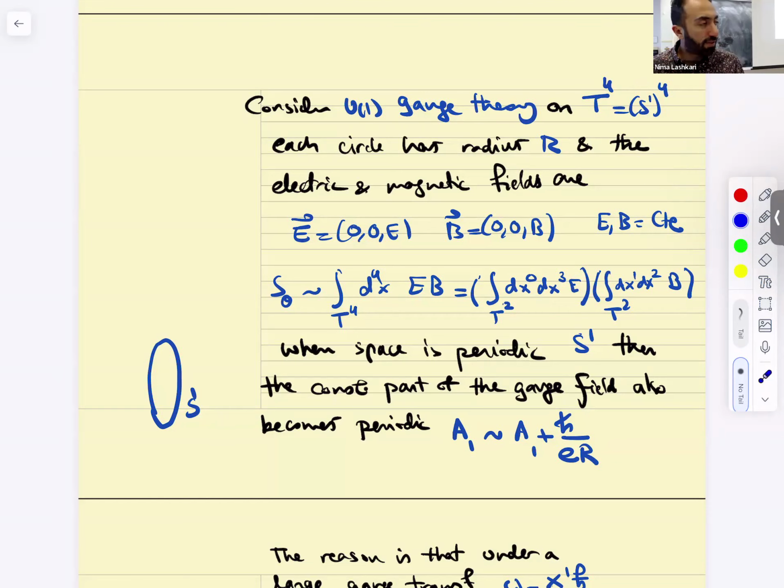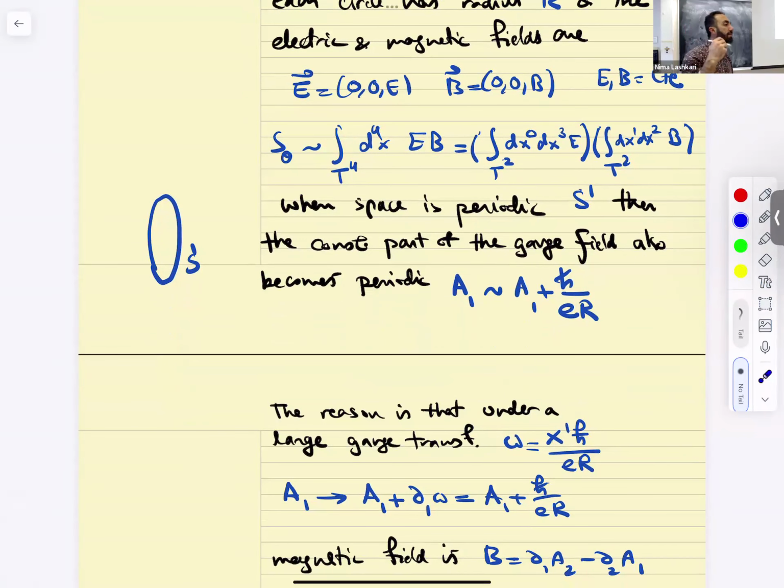Consider U(1) gauge theory on T^4. This is a 4-dimensional torus. We're going to put a constant electric and magnetic field in the z direction, and I'm going to separate the time always, which is why I'm talking about vector E and vector B. So S_theta is a Euclidean space-time integral of E dot B, which I can view as E dx0 dx3 times dx1 dx2 B. Each of them is a torus integral of a constant. Good.